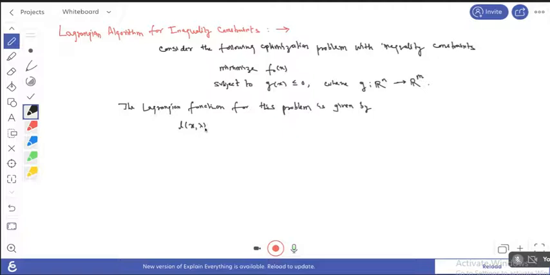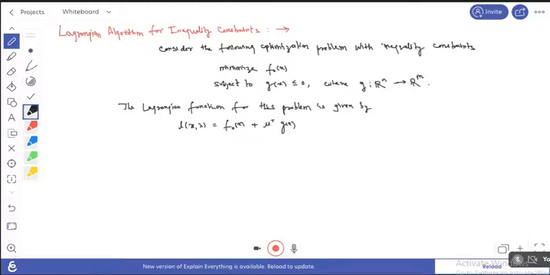L of x, mu, equals the objective function plus here we take mu, because mu is your KKT multiplier, times g of x. In a similar manner you take a lambda. So if there are only inequality constraints, you write only mu transpose g. If there are h of x components, we have to add both lambda and mu. Here there are no equality constraints, that's why there is no lambda component here. So we take the inequality constraint-only problem, and that's why this Lagrangian function is written in that manner.